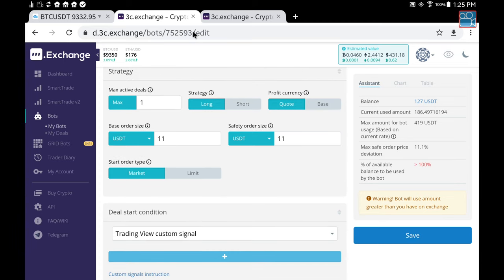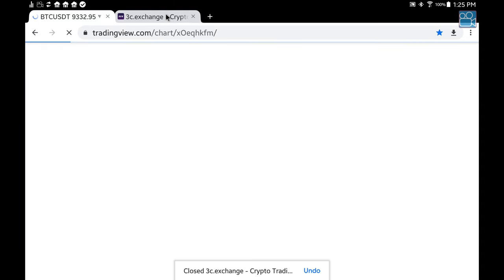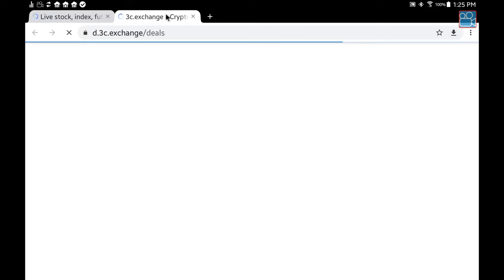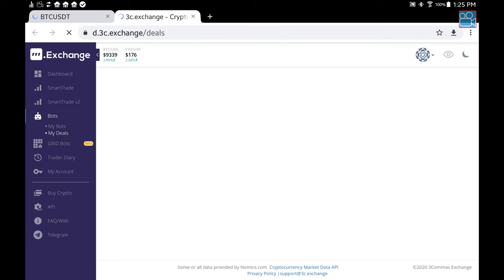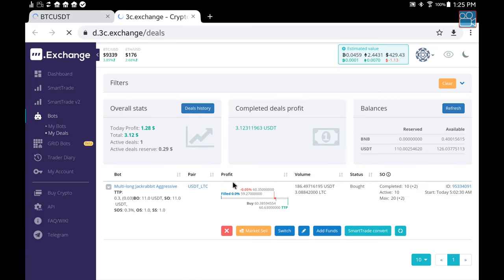Now, the actual impact or effect of that. This bot has been running roughly 2 days. And in those 2 days, using this kind of an aggressive strategy, it's loading slowly. Okay, I have a deal open right now. But for 2 days worth of work, I've profited $3.12, only doing one deal at a time. Today alone, I've made $1.28.